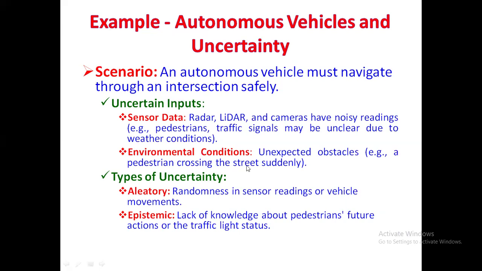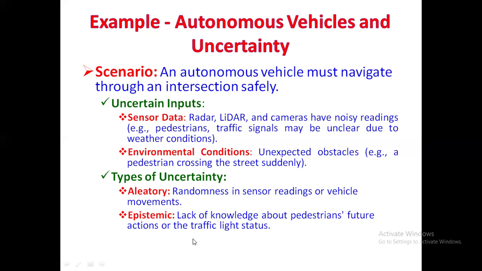And the types of uncertainty, as I have said, are aleatory and epistemic. For example, aleatory covers the random movement of pedestrians or other vehicles, or influences in sensor readings that might lead to different interpretations of the environment. Next, epistemic. This comes into play when the vehicle has incomplete knowledge about the current situation, such as not knowing the intentions of a pedestrian, whether they will cross the street, or the status of a traffic light, whether it will change soon.